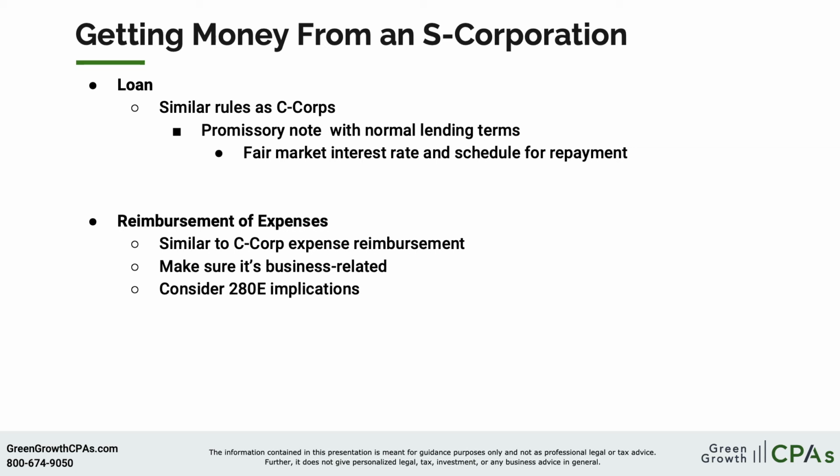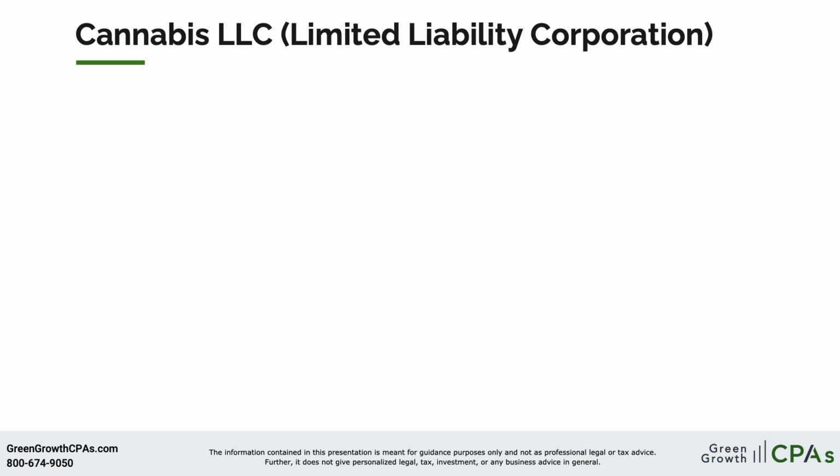But that's not always the case that you can allocate the cost of goods sold. It's just a plus to be able to reduce the tax burden for your personal taxes, since S-Corps are pass-through entity types. And lastly, this brings us up to Cannabis LLCs, or limited liability corporations.